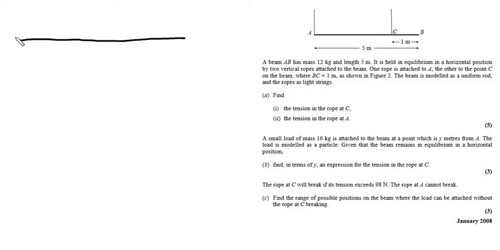So we have this beam here, and we have two strings at A and C, we have B here. This length is 1 meter. The whole length is 5, so this length is going to be 4 meters.